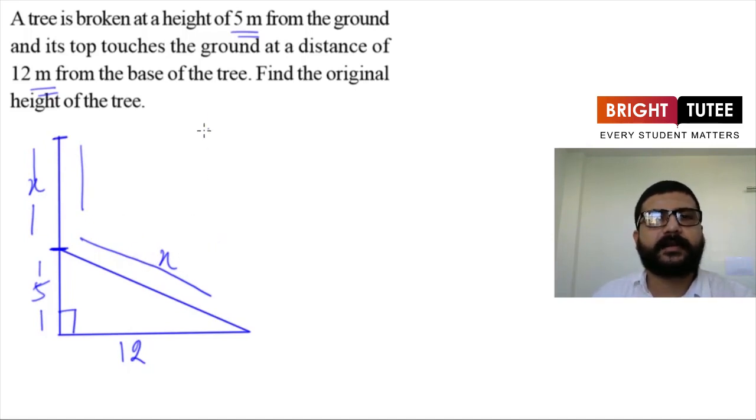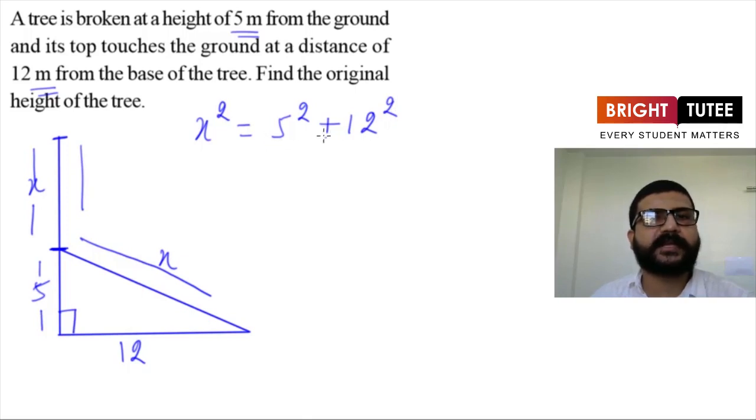So now according to Pythagoras theorem, x square is equal to 5 square plus 12 square. That is, square of hypotenuse is equal to the sum of the squares of other two sides. So from here we will get x square is equal to 5 square, which is 25, plus 12 square, which is 144. Now let's add them. We will get x square is equal to 169.